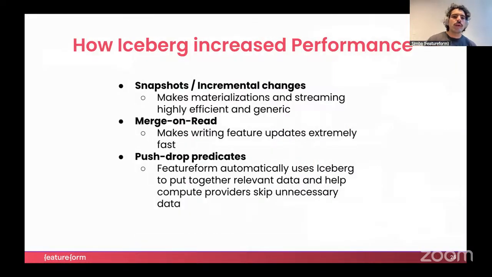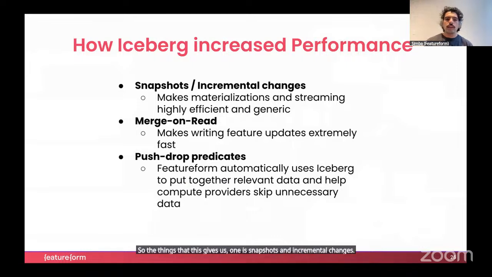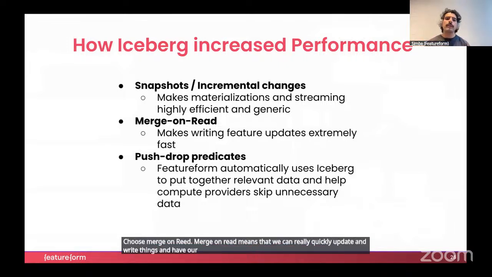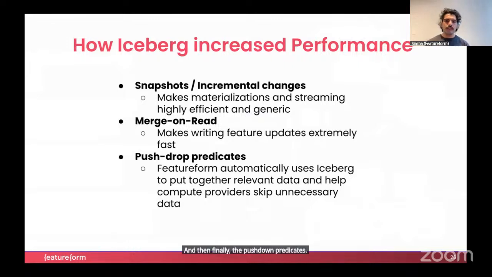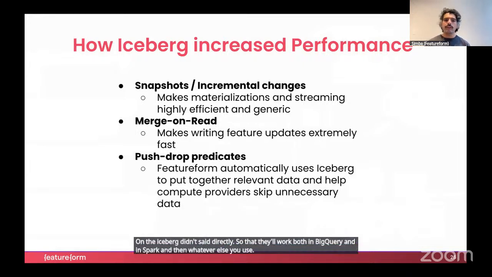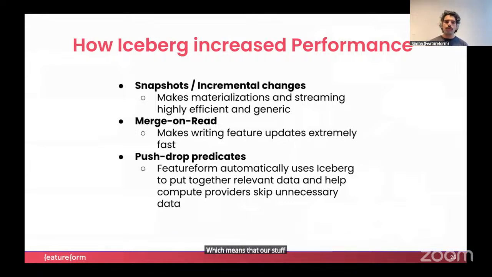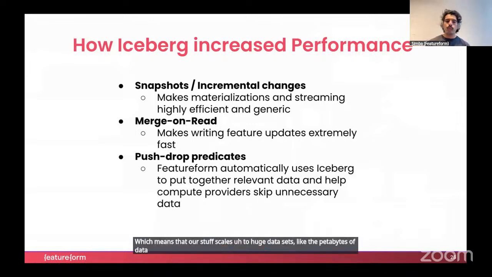So the things that this gives us, one is snapshots and incremental changes. Two is merge on read. Merge on read means that we can really quickly update and write things and have our processing engine kind of clean things up and clean up our indices. And then finally, the push-down predicates, which allows Featureform to create these indices on the Iceberg dataset directly so that they'll work both in BigQuery and in Spark and then whatever else you use, which means that our stuff scales to huge data sets, like to petabytes of data, and will work whether you're using BigQuery or Spark or something else.